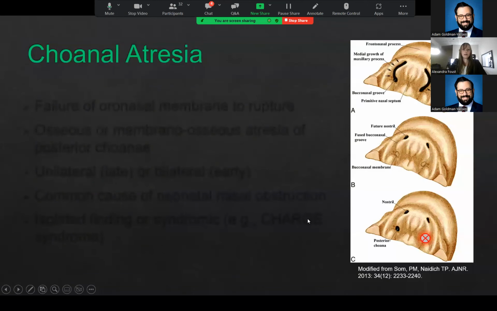All right, next we're going to talk about choanal atresia. When we talked about the nasal anatomy, we talked about this groove that works its way backwards, which is our bucconasal groove. We talked about it closing off and then forming this thin bucconasal membrane, which should rupture open to form the posterior choana.